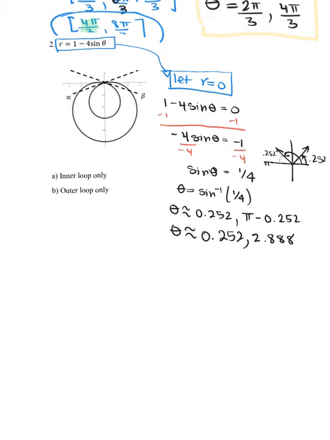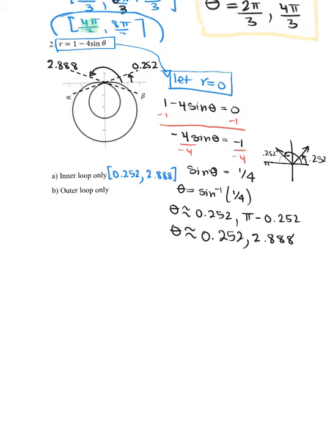So that is going to be this value right here, 0.252, and then over to here, and that will give me a value of 2.888, right? Okay, so my inner loop, so let me switch colors because it's a little smushed here, for part A is going to be 0.252 and then 2.888.